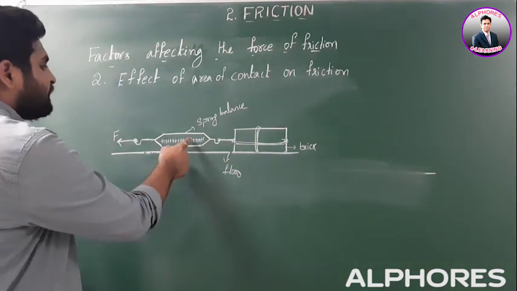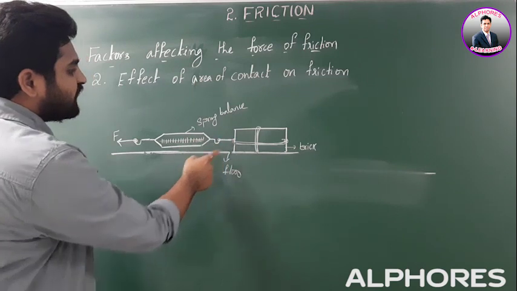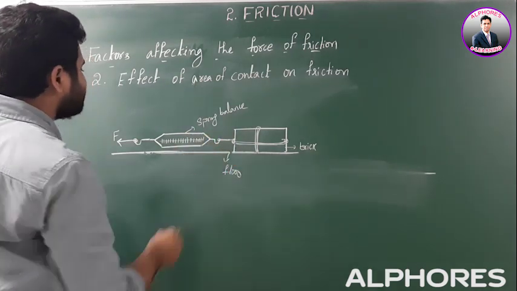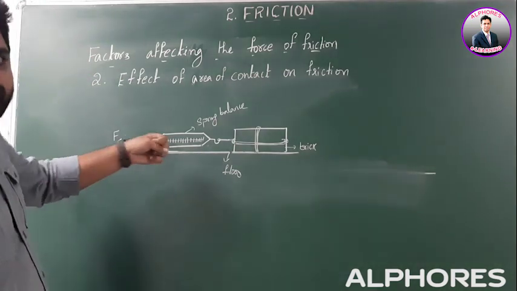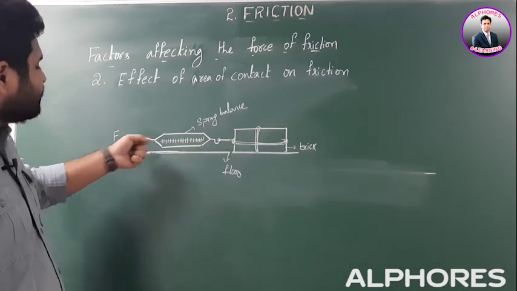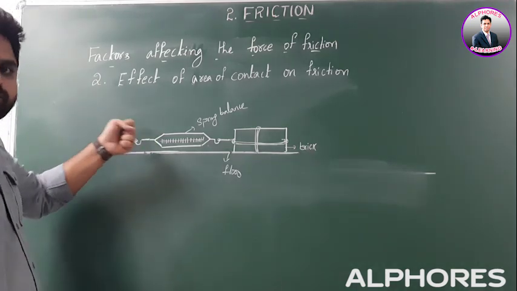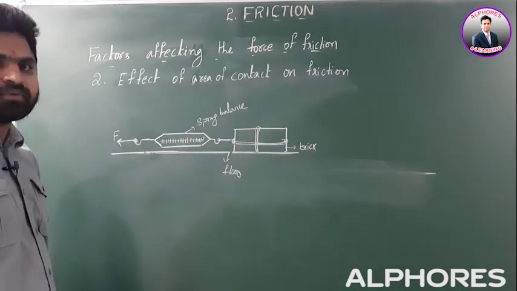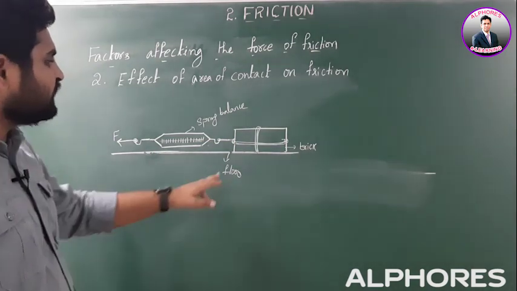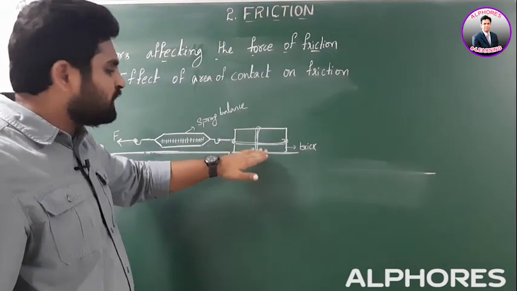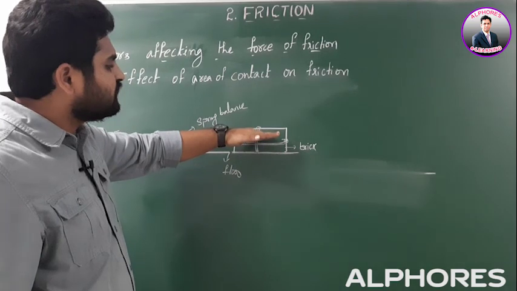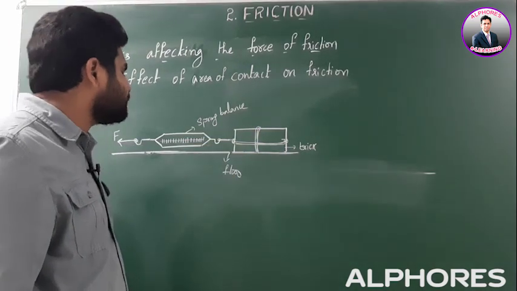Now the spring balance is fixed to this string at this end, and the other end is being pulled with the help of this hand. At the other end of this spring balance, a person is applying the force to move this brick. This is the arrangement. Initially, the brick is placed on the floor in the horizontal position like this.